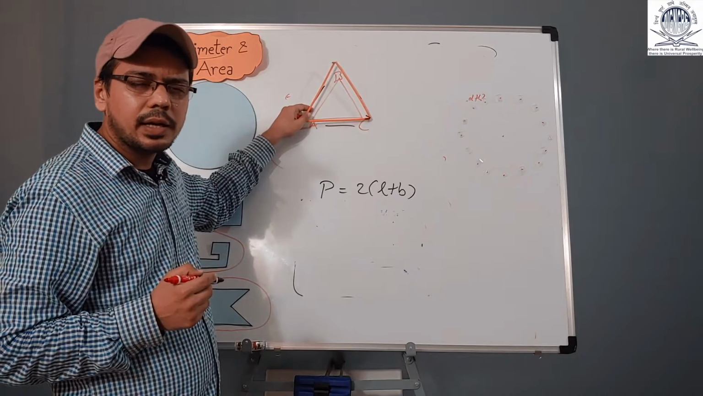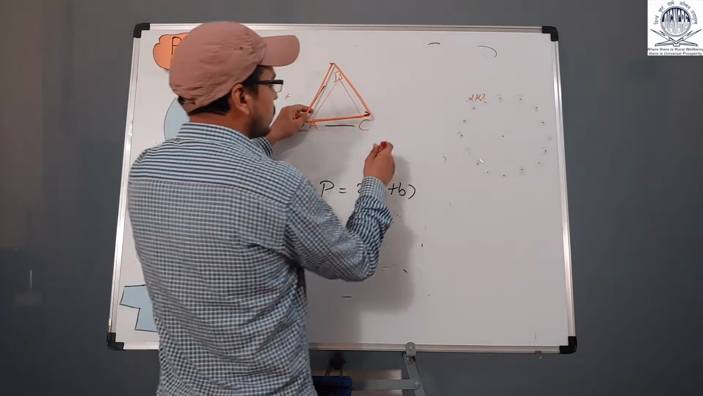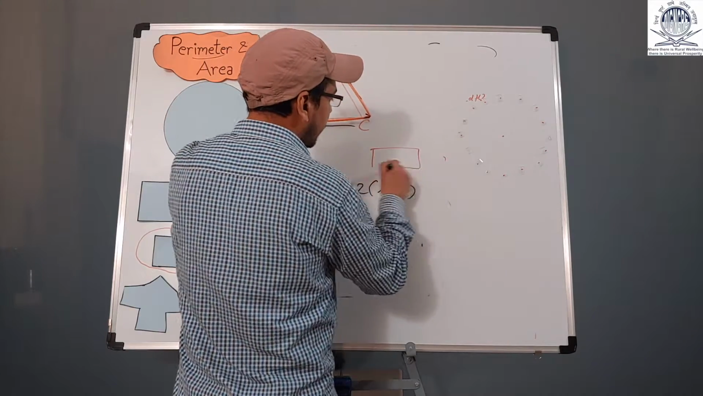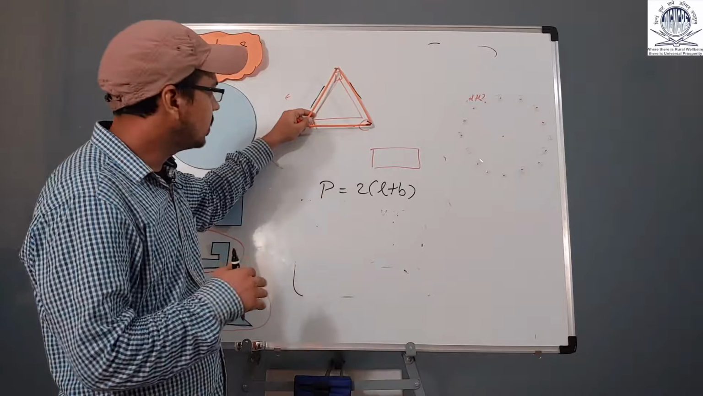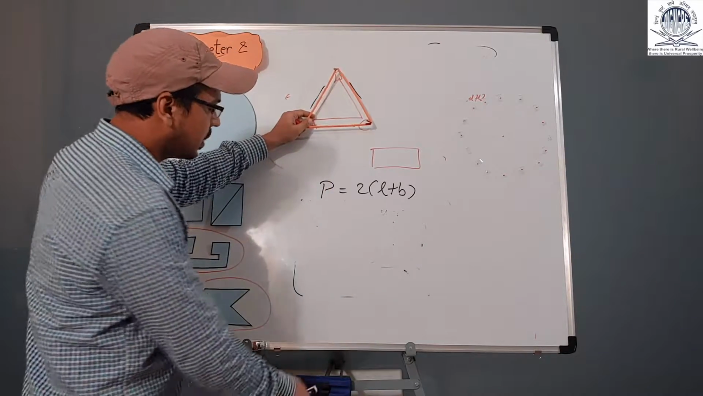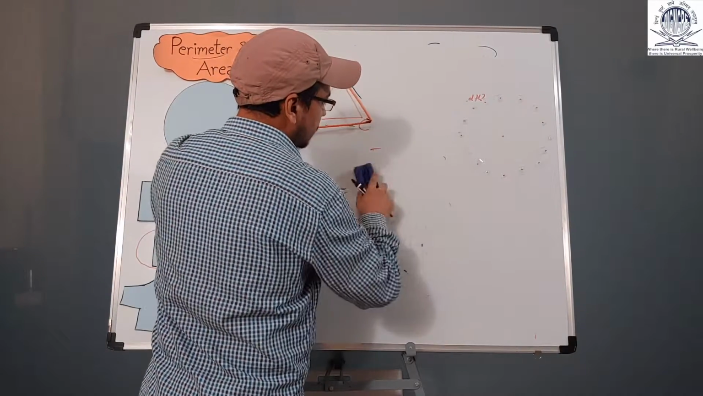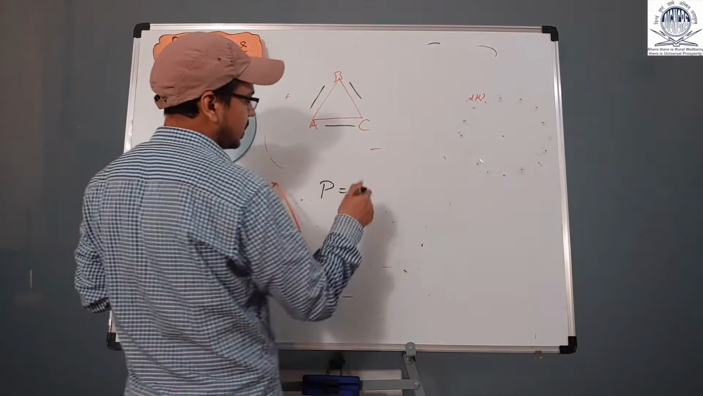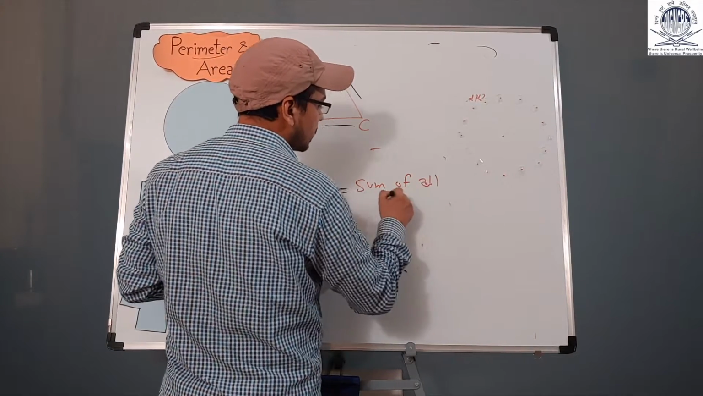Oh, not exactly. Why do you think not exactly? Because yes, that formula was for something called a rectangle. But is this a rectangle? Not exactly a rectangle. This is very different from a rectangle, in fact. So perimeter has a base formula which we know is essentially the sum of all the sides.